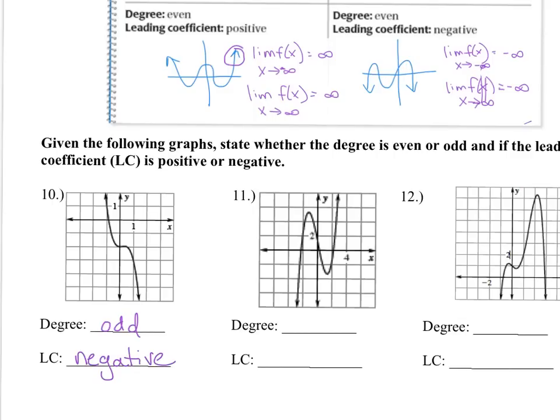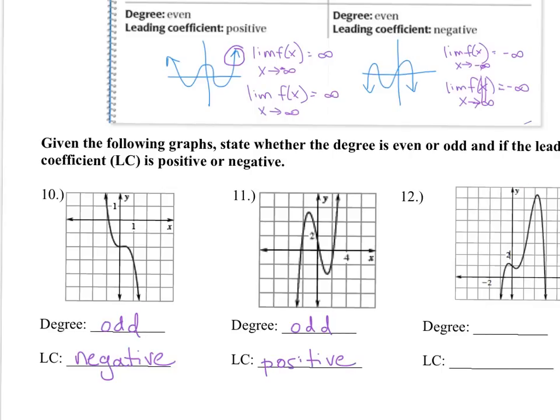For number 11, again, I'm looking at the left end behavior. So that would be negative infinity. And my right end behavior will be positive infinity. They are in different directions, so that also will be odd. For the leading coefficient, you look at only the right end behavior and determine whether it's going up or down, and the right end behavior is going up. So that means that you're going to have a positive leading coefficient.